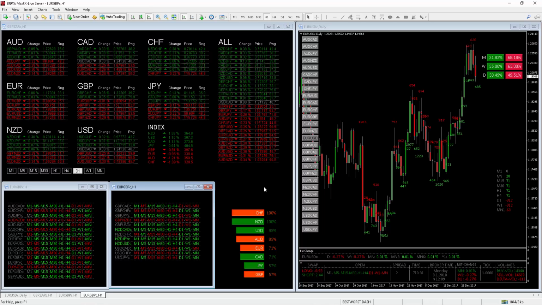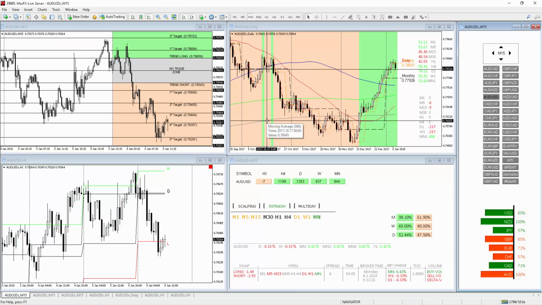1.44%. The power strength is giving us the Swiss franc 100% short and the New Zealand dollar 100% long. We have high percentages on the US dollar and the Australian dollar also, respectively 85% long and 85% short. The best trades so far on the Forex market are New Zealand dollar Swiss franc gaining 0.39% and Australian dollar New Zealand dollar losing 0.35%. Now let's go to the charts to analyze the majors.